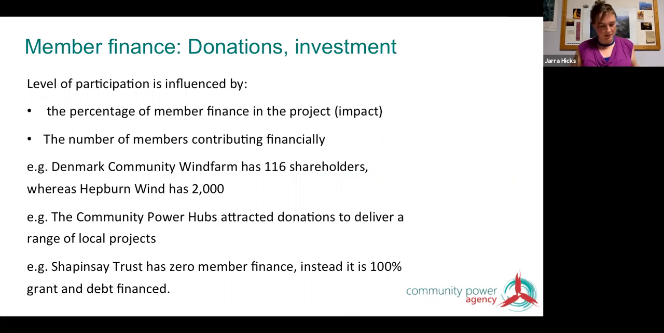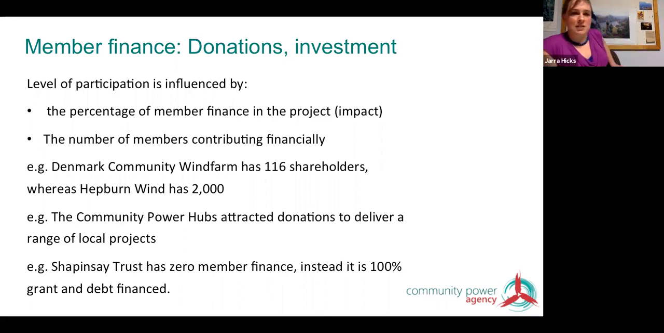Member finance, you can do through donations or through investment, but basically it's where your membership, the people committed to your project, the people committed to your vision, are contributing their money to help make the project happen. So you're sourcing finance from people who are really intimately behind the project. They're really supportive. This might be through donations or through investment. And the investment, as I mentioned before, can be done in a variety of ways. It can be a share offer. It can be a cooperative credit union. It could be green bonds.